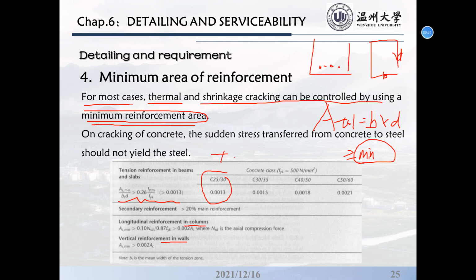Yeah, these tables list the minimum area. The minimum area should be larger than these values, right? Also, this one has the requirement for construction. If there are not enough steel bars, some are construction steel bars, set only to satisfy the minimum reinforcement area. They do not bear the load, but we still set them in the beam.